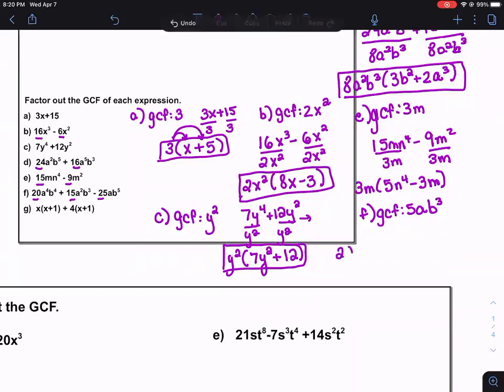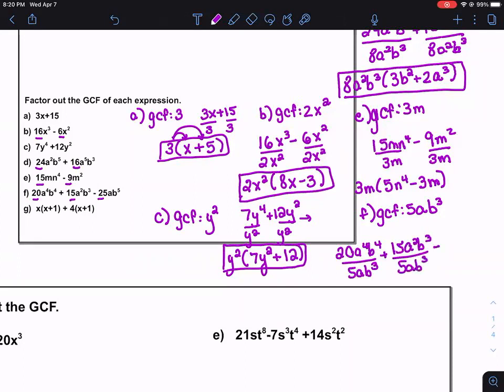Again, I'm going to take my original problem and I'm going to divide each term by the GCF. Again, if you don't want to do this step, it is not necessary in terms of writing it out this way. But I think for those of you that might struggle, this might be a little bit easier. So I'll suggest it as a way to do this.